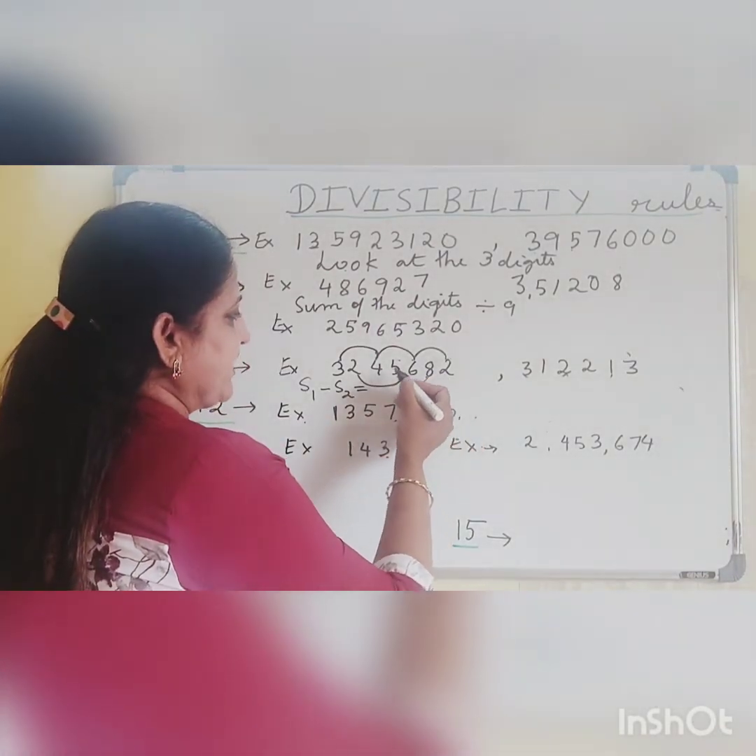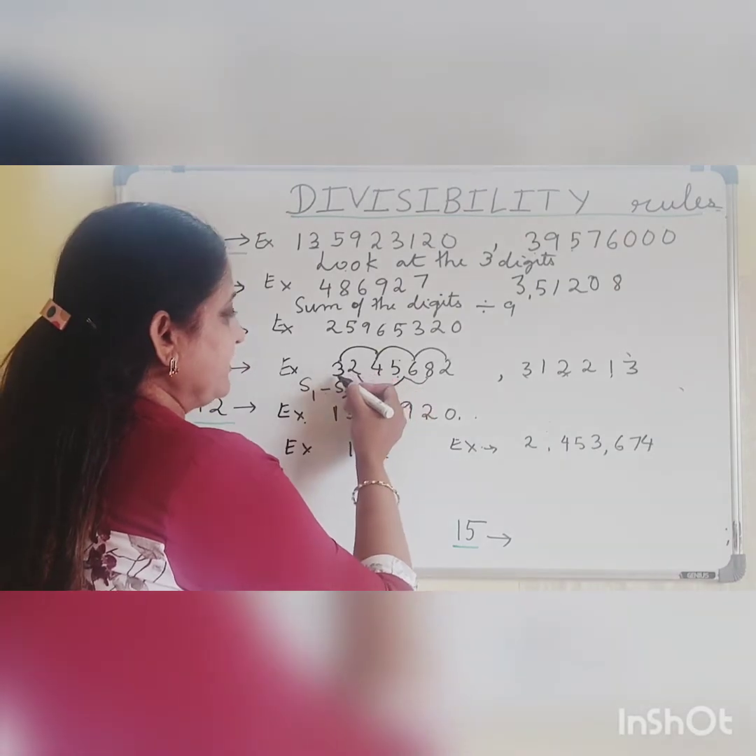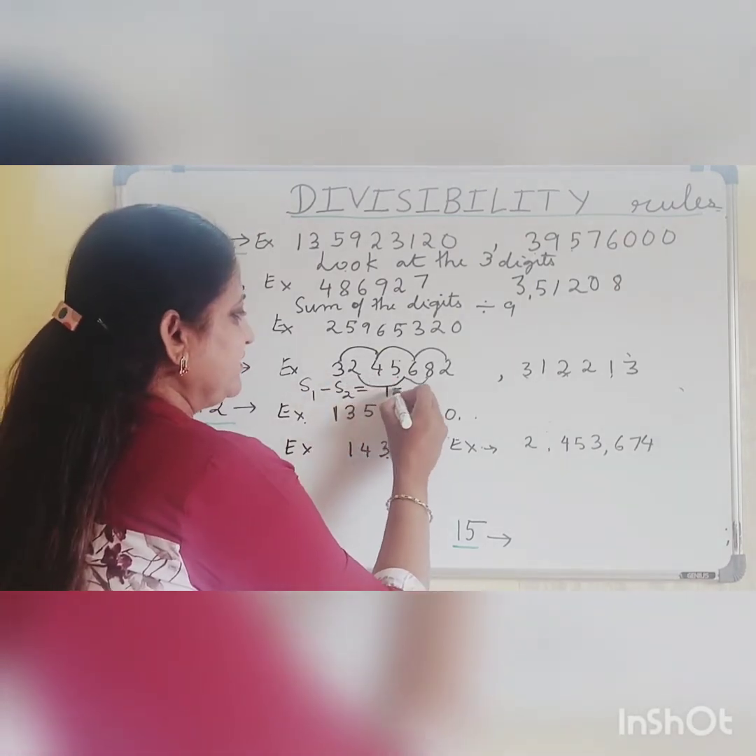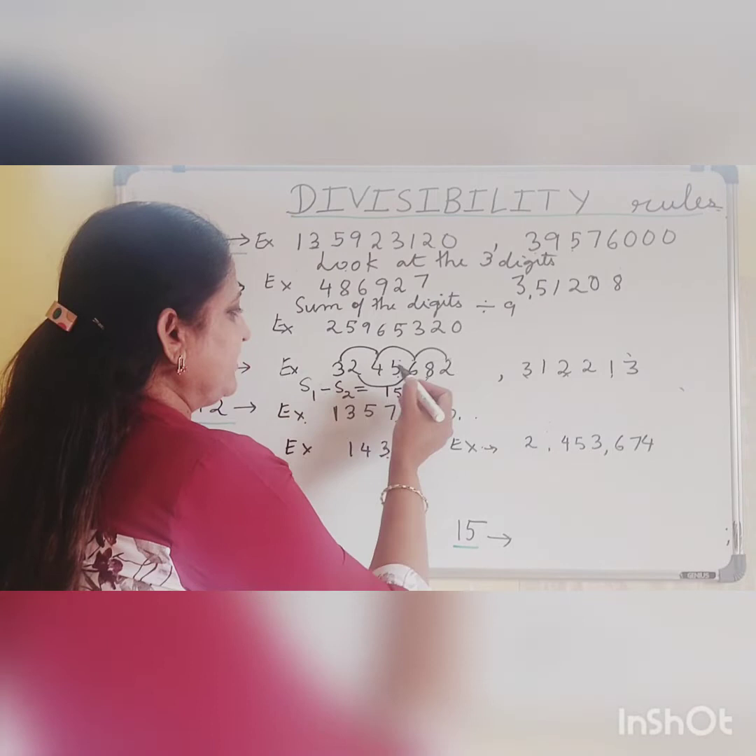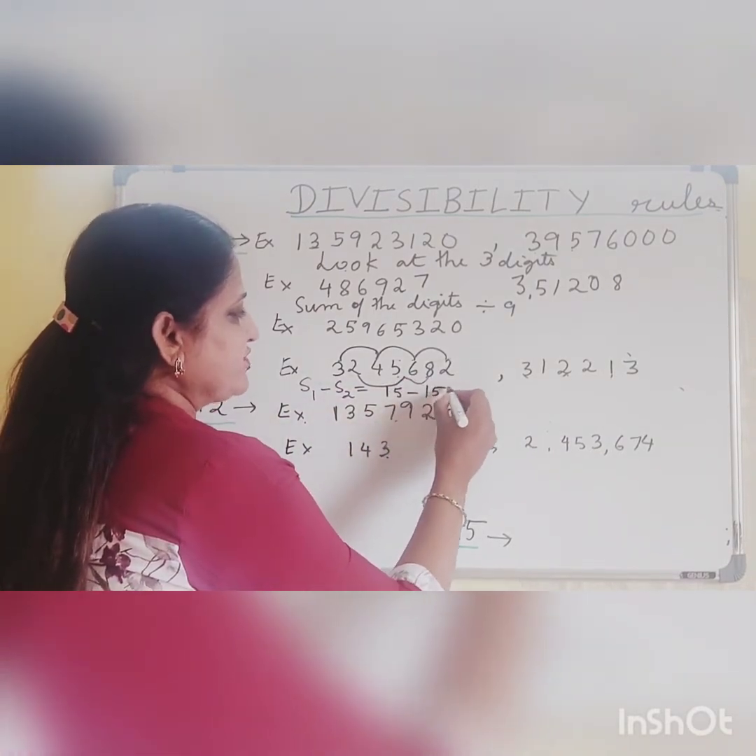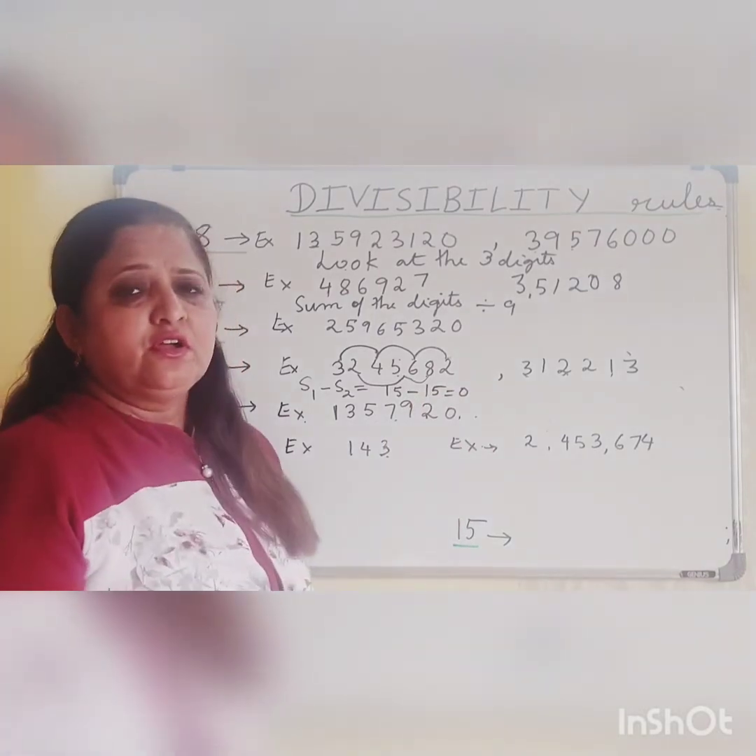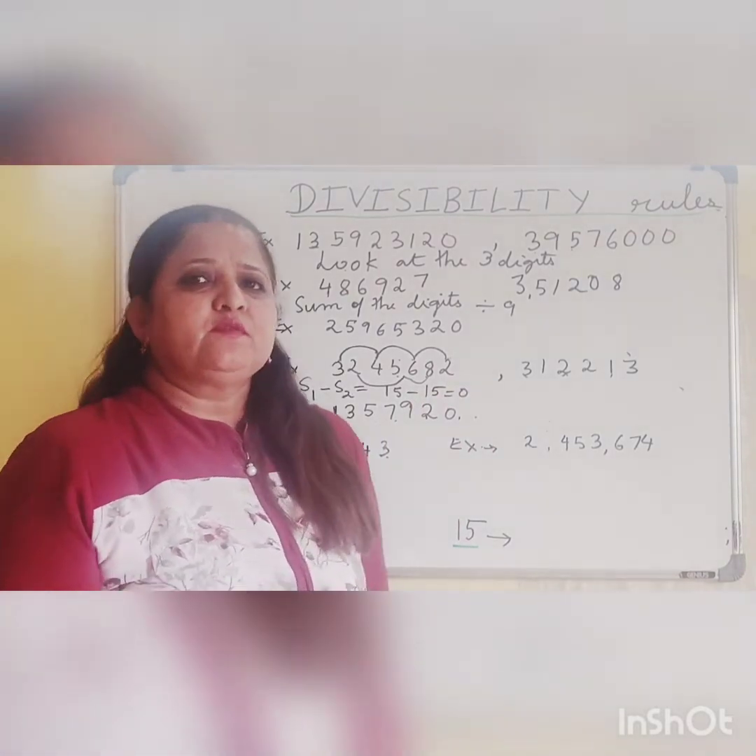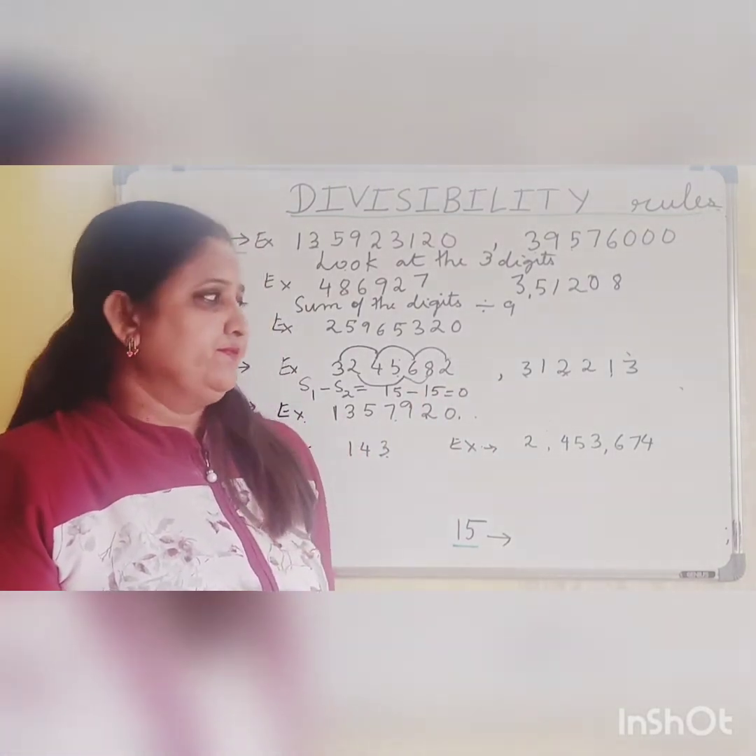So let's see how much we get here. 2 plus 6, 8. 8 plus 4, 12. 12 plus 3 is 15. Now the sum of the digits at the even places, 8 plus 5, 13, plus 2, 15. So 15 minus 15 gives us 0. So without dividing, we can conclude that the whole number is divisible by 11.